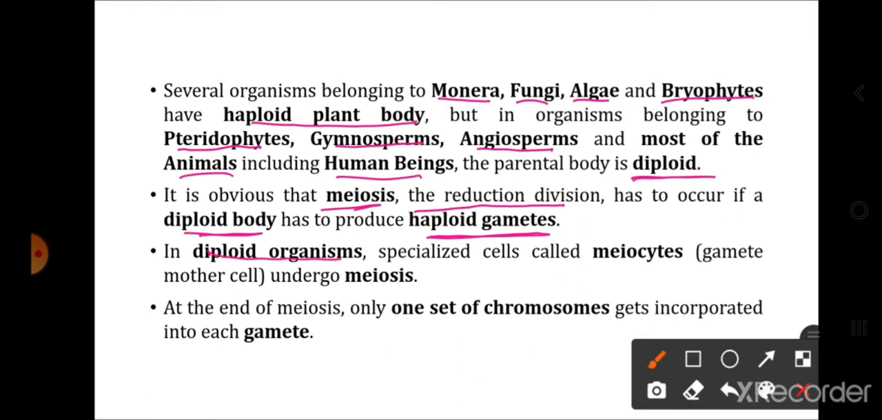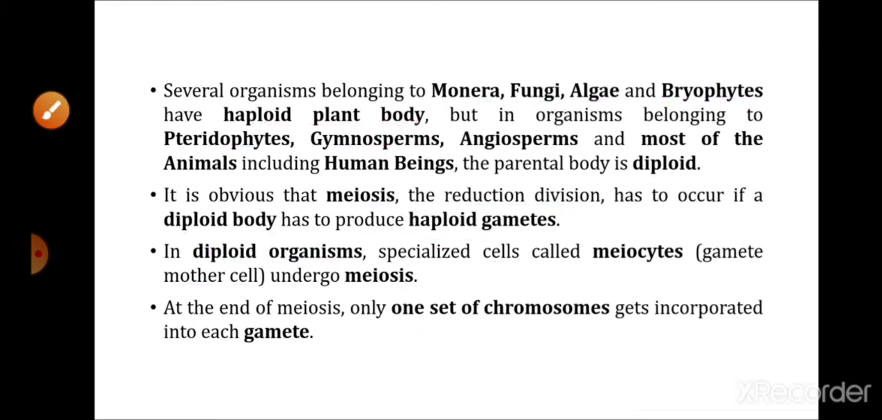In diploid organisms, the specialized cell called meiocyte, which is also called the gamete mother cell, undergoes meiosis. So in diploid organisms, there are gamete forming cells called gamete mother cells or meiocytes, and these meiocytes will undergo meiosis and form the gametes. At the end of meiosis, only one set of chromosomes gets incorporated into each gamete. So that is a very important thing.